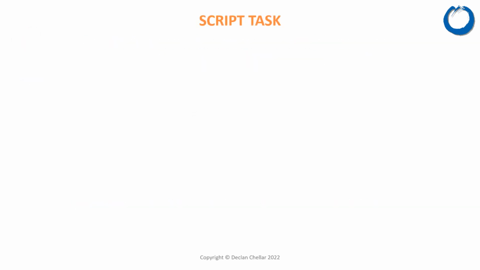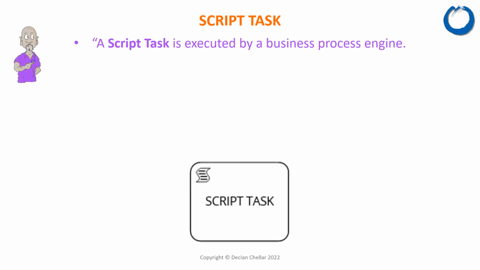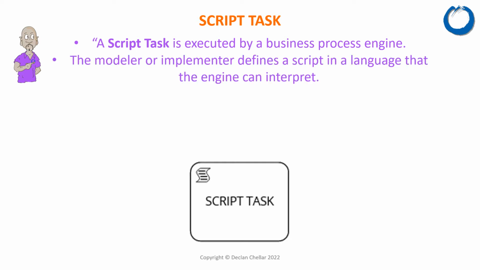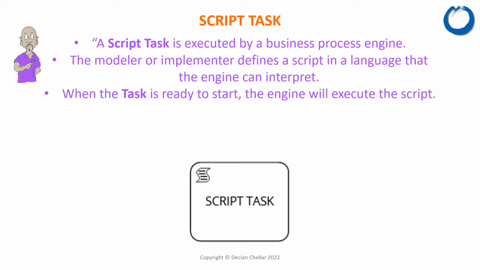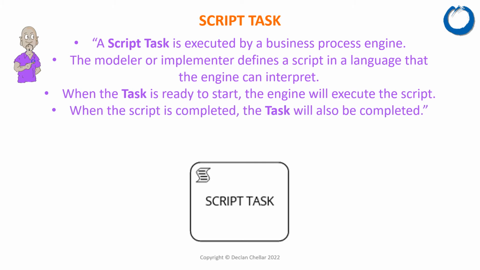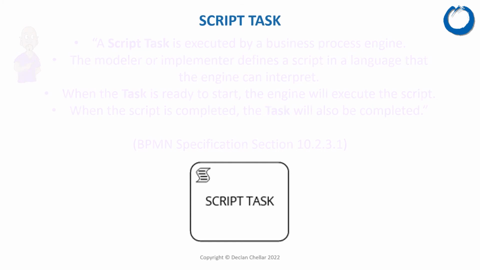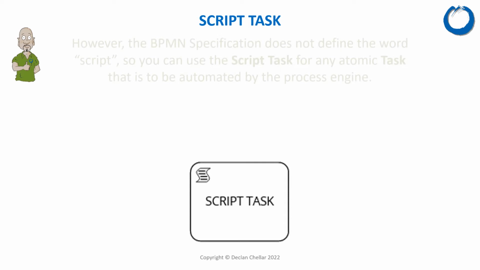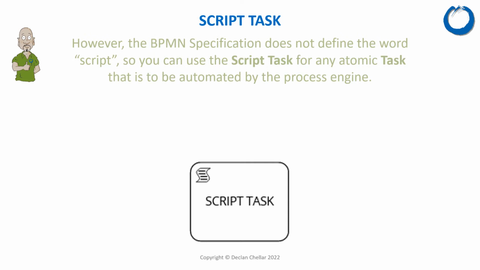Script task. A script task is executed by a business process engine. The modeler or implementer defines a script in a language that the engine can interpret. When the task is ready to start, the engine will execute the script. When the script is completed, the task will also be completed. However, the BPMN specification does not define the word script, so you can use the script task for any atomic task that is to be automated by the process engine.